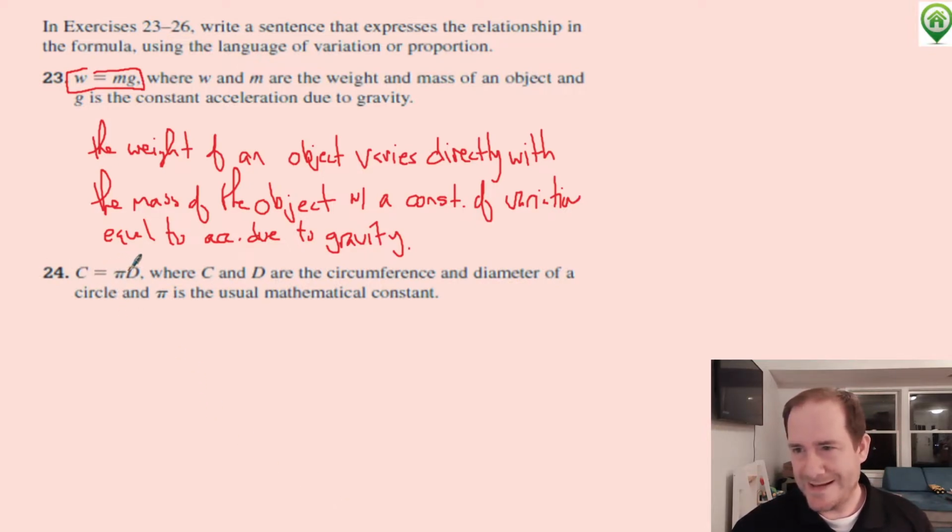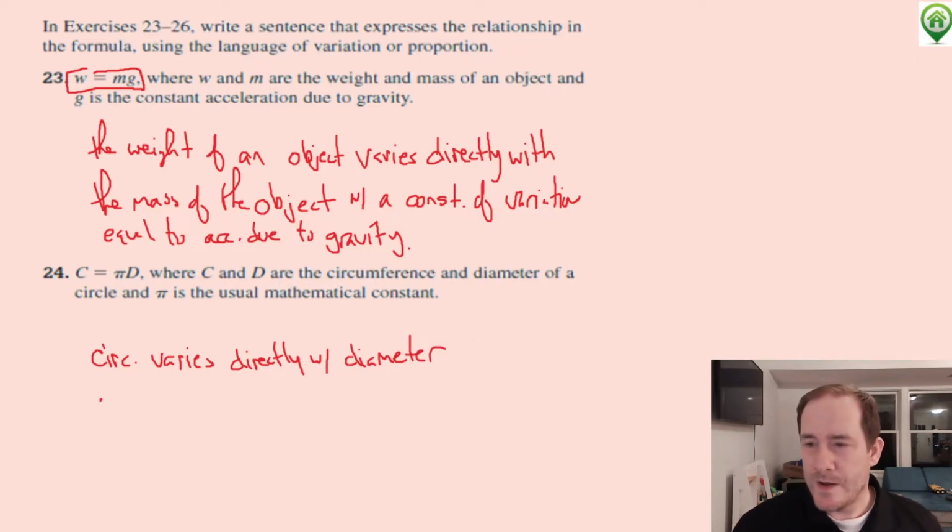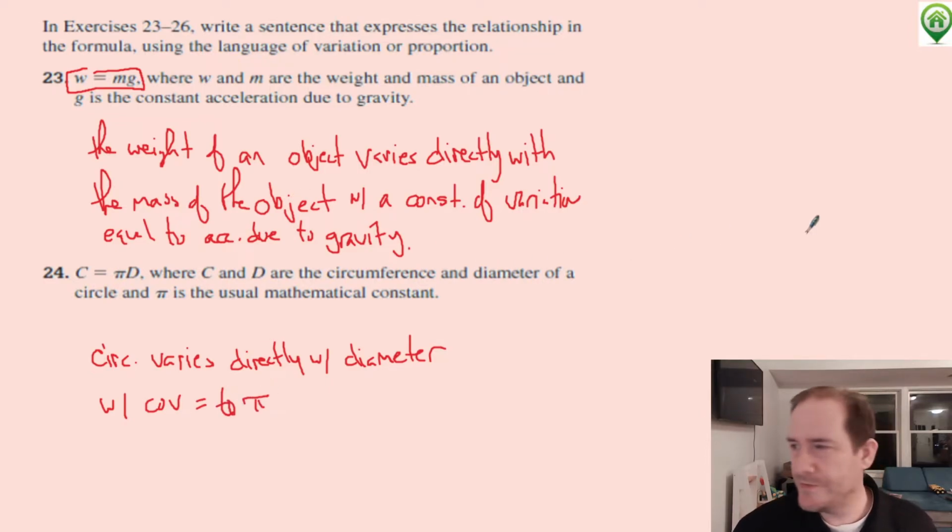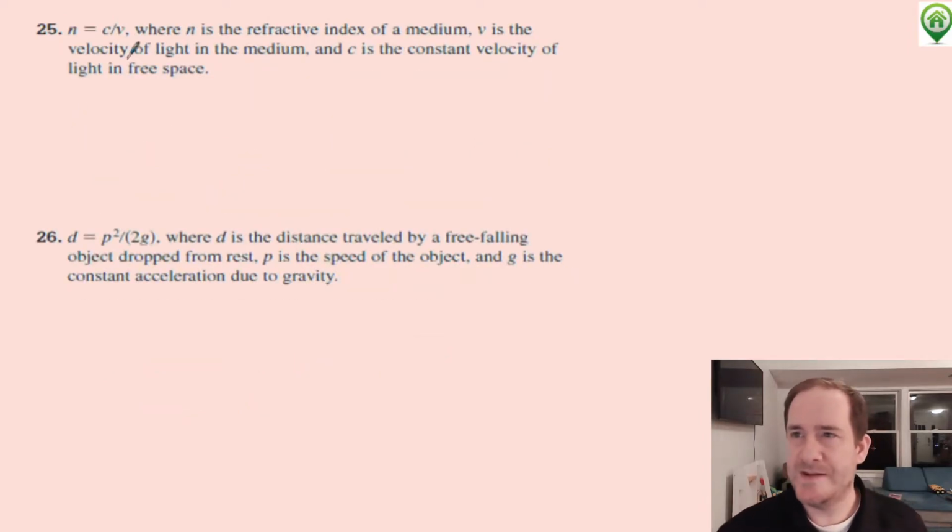C equals pi d. Circumference equals pi times diameter. So obviously you'll say circumference varies directly with diameter, with constant of variation equal to pi. I can't spend too much time on this. Pretty simple. Moving on. 25, N, C, and V.